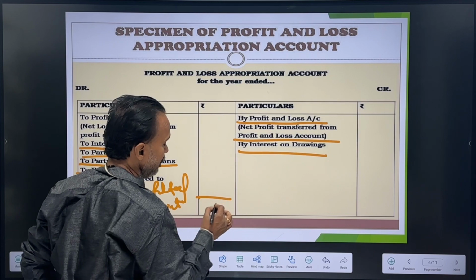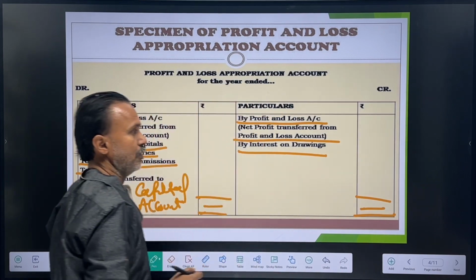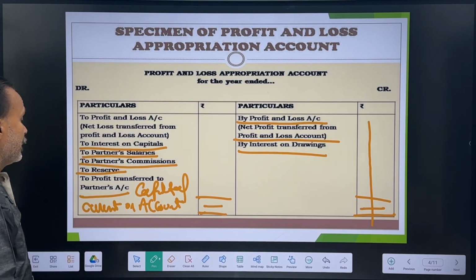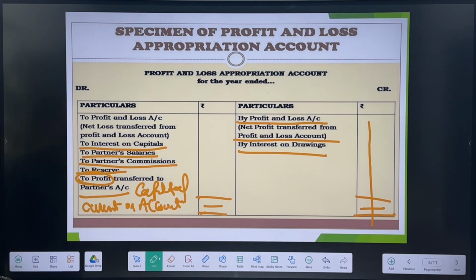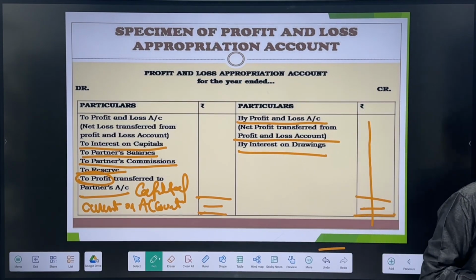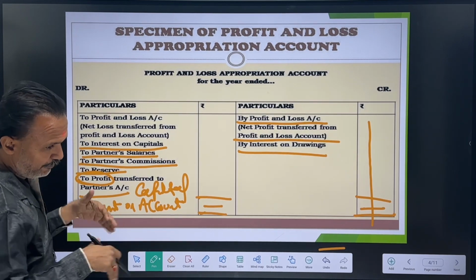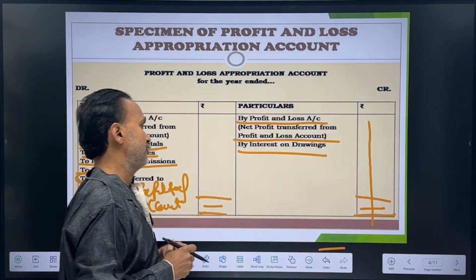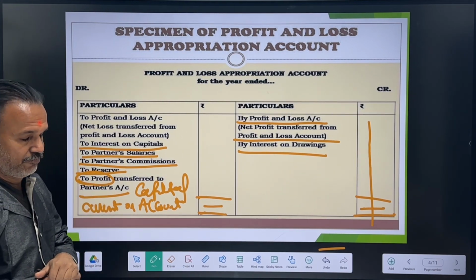This is the difference between the debit and credit side of the P&L appropriation account. From the total of the credit side, we deduct the items of the debit side, and the difference of these two is called profit, and this profit is distributed among partners in their profit sharing ratio. If the capital account is fixed, then profit is transferred to partners' current account, or if the capital account is fluctuating, the profit is transferred to partners' capital account. Profit is equal to total of credit minus total of debit.